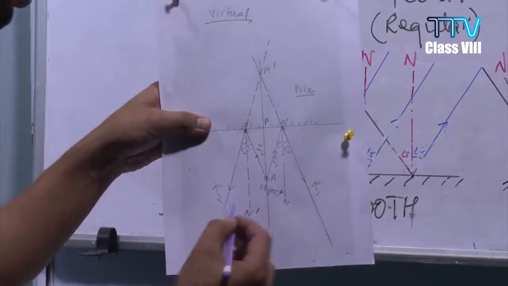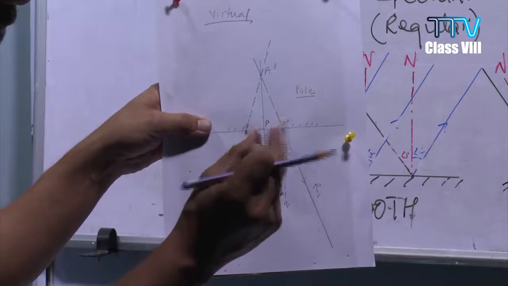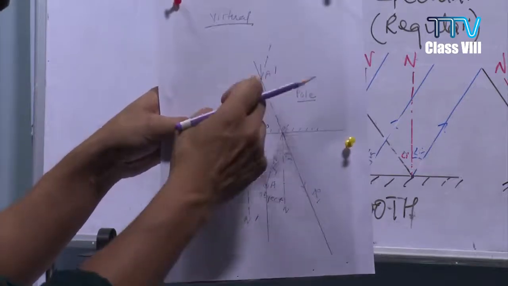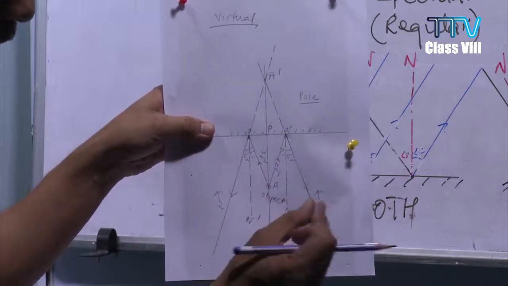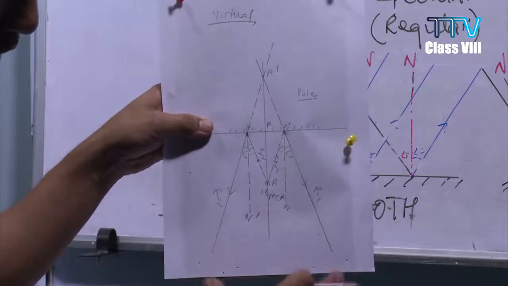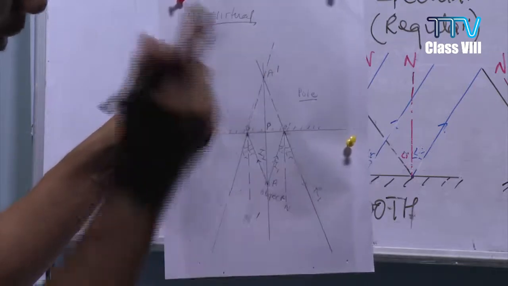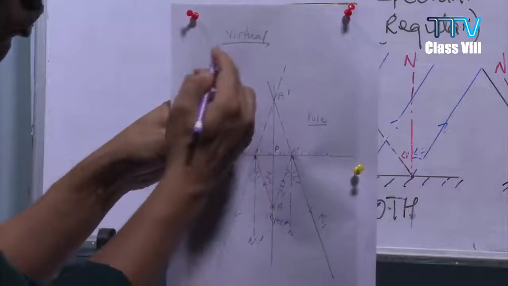When the two reflected rays are not actually intersecting, and the image is seen only when they are produced backward, it is called a virtual image.